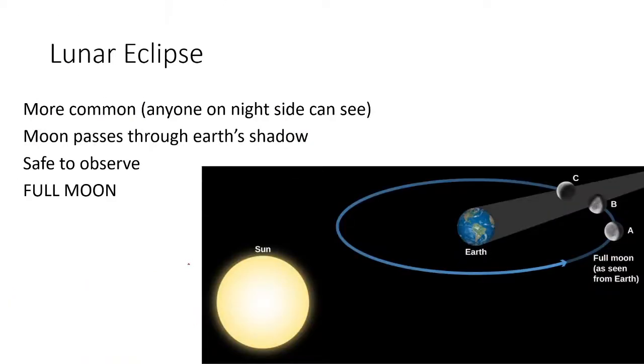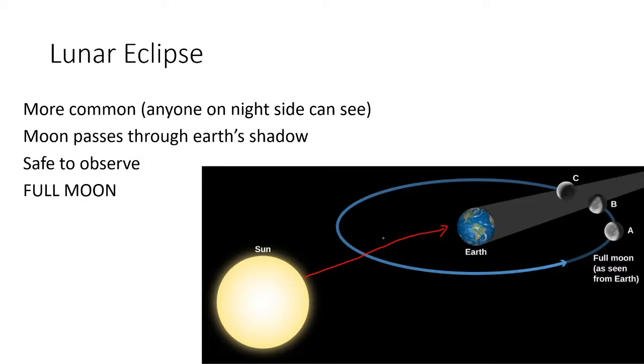And then the last thing we're going to discuss is the lunar eclipse. These are more common, and you don't have to travel. Anyone on the night side is able to see it when we get it, so there are no geographical limitations. That's when the moon passes through the Earth's shadow. Again, this is an eclipse, not the phases of the moon. In this case, here's the ray of light from the sun, and the Earth will block it out.